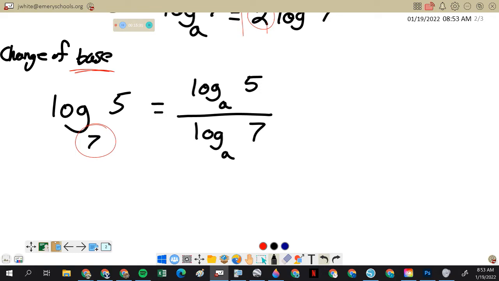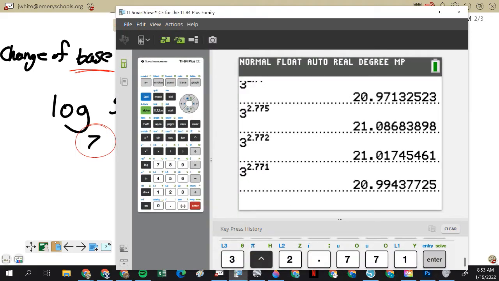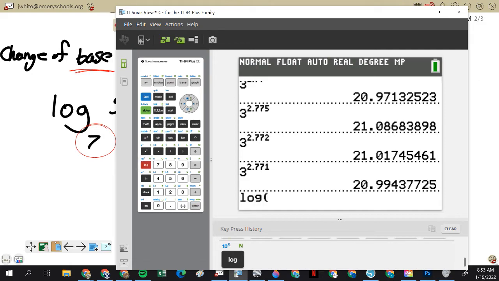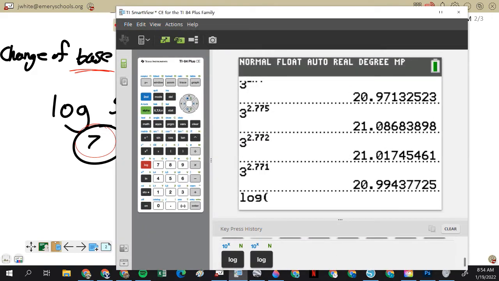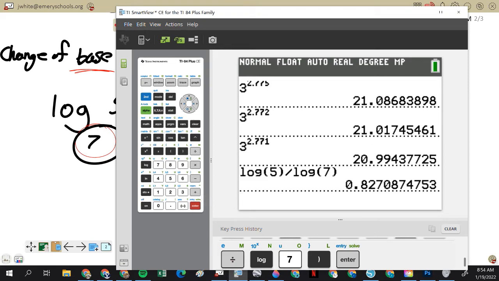So, if you look at your calculators, we have a log button. And if we push log, it doesn't tell us the base, which means it's base 10. So if I wanted to do the log base 7 of 5, I do not have a button that is base 7. I do have a button that's base 10. So I'm just going to type in the log of 5 divided by the log of 7. Log 5, close the parentheses, divided by log 7. And the answer is 0.82.